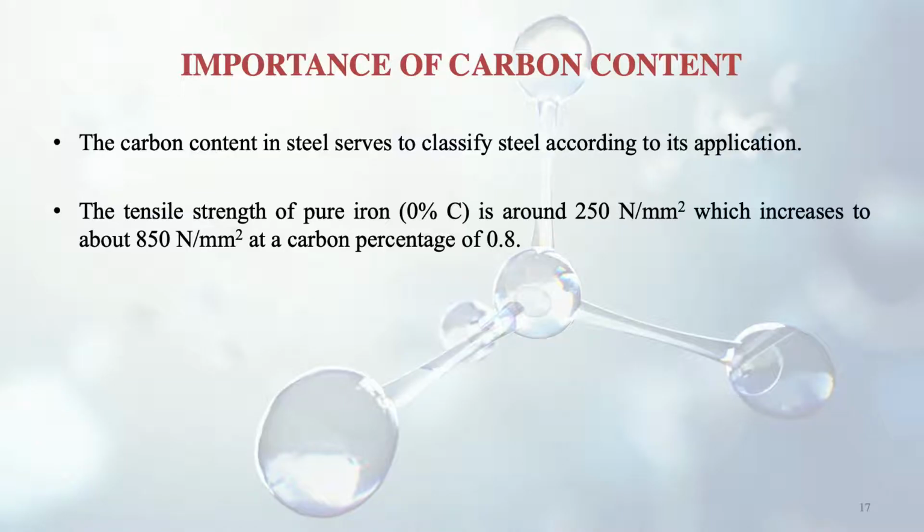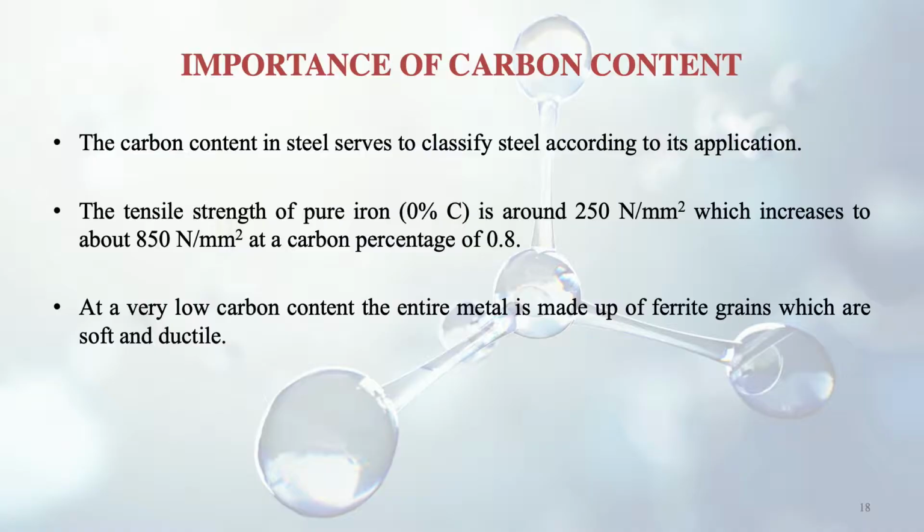The tensile strength of pure iron is around 250 Newton per millimeter square, which increases to about 850 Newton per millimeter square at a carbon percentage of 0.8. So as told earlier, if the carbon percentage is increasing, we can see that the ductility goes away and hardness and strength become more. At a very low carbon content, the entire metal is made up of ferrite grains which are soft and ductile, and I had discussed it earlier also.